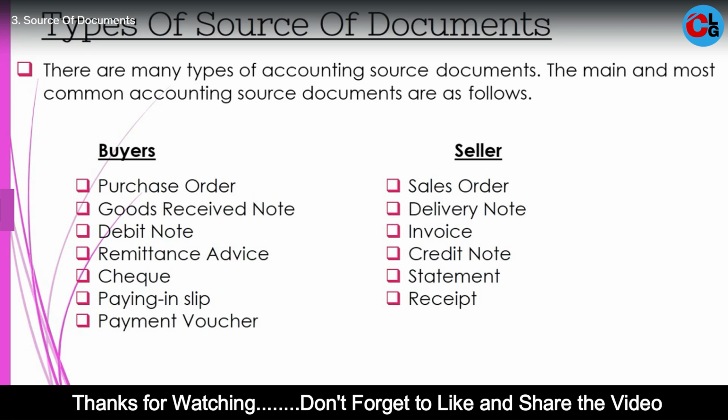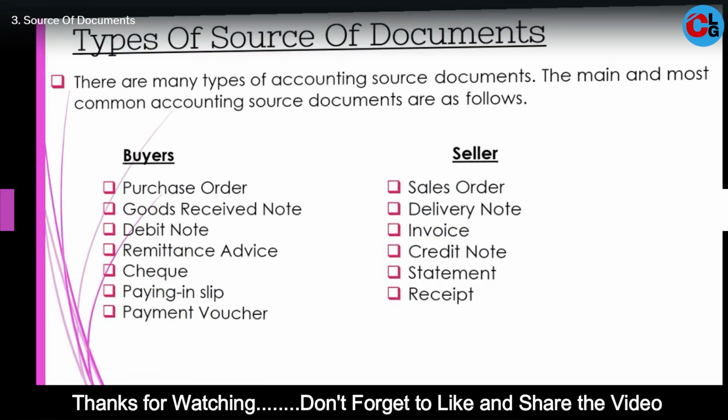After that, the statement. It means we have to get the money from the buyers. In this statement, we mention that this much of the invoices are pending, so you have to pay in an immediate manner or something like that. So this is called the statement. After that, we need to receive the money from the buyers. At that time, we need to use the receipt. So these are the common source documents.